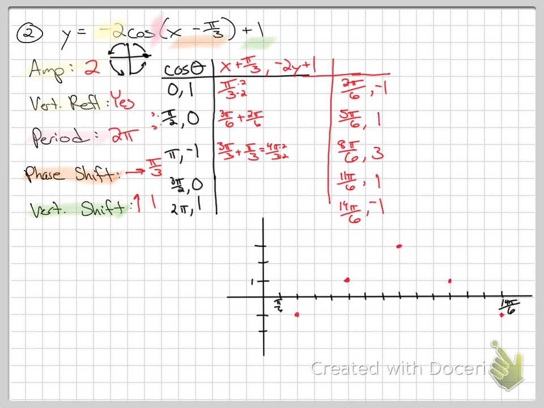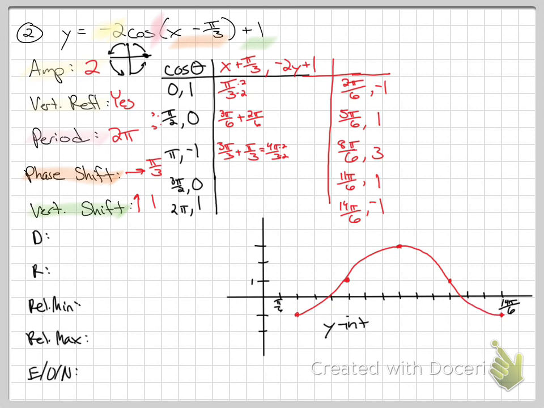This is what you get when you plot the points. Clearly it looks like an absolute value or a v, but it is supposed to be a cosine curve. Try to make it look like it's going down a mountain into a valley on that side, and down a mountain into a valley on that side.